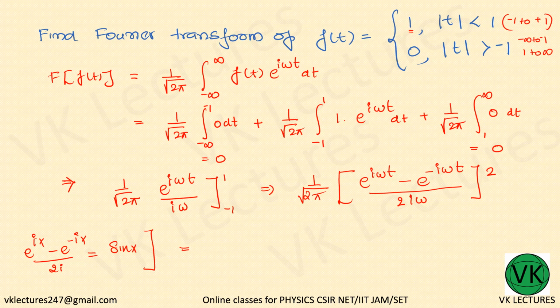So e to the power i omega t minus e to the power minus i omega t divided by 2i equals sin omega t, so 1 divided by root of 2 pi into 1 by omega, you have to multiply by 2 here, so 2 divided by omega into sin omega t, so we can remove this root, so this becomes root of 2 by pi into 1 by omega into sin omega t.